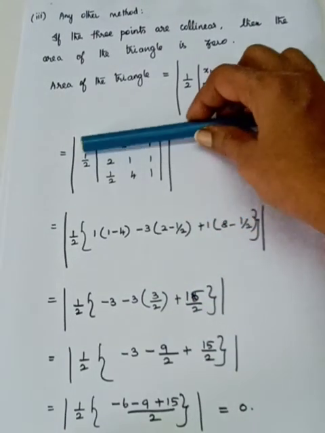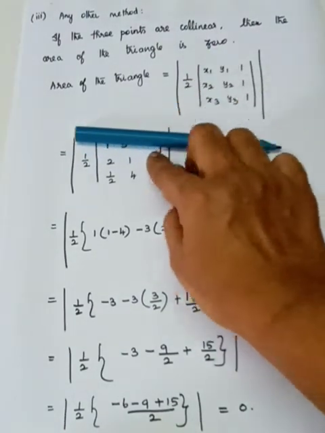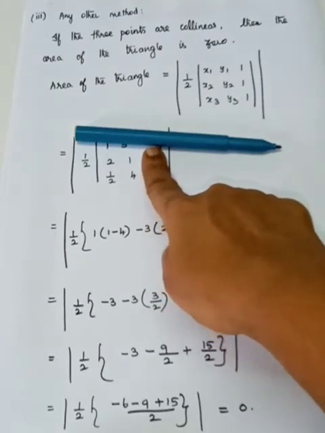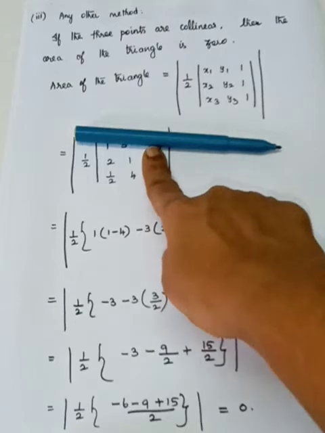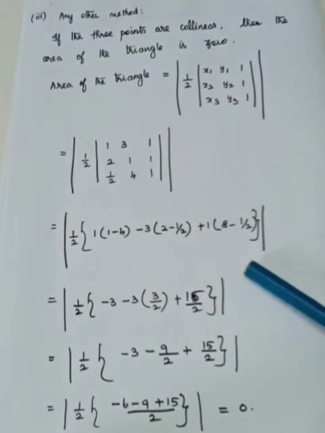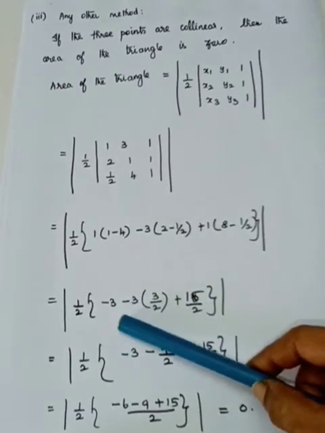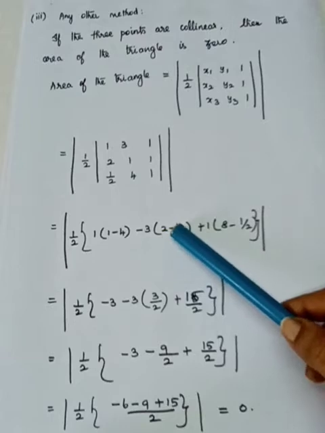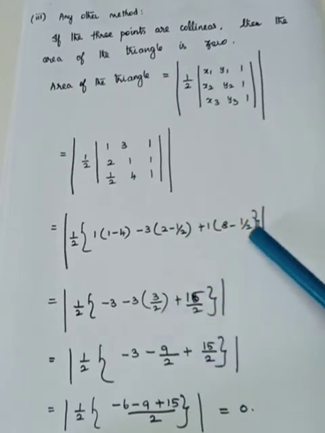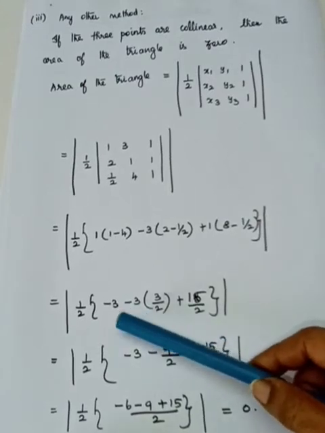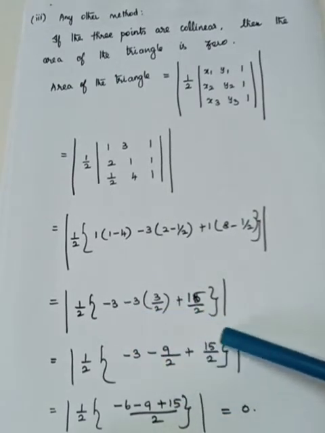So next, the first row, third column has to be deleted. So what is remaining? 2, 1, 1 by 2, 4. If you evaluate the determinant, 2 4s are 8, 8 minus 1 by 2. So here it is 1 minus 4, that is minus 3. And here it is 4 minus 1, that is 3 by 2. And if you take LCM here, 16 minus 1, 15 by 2. So minus 3 minus 9 by 2 plus 15 by 2.